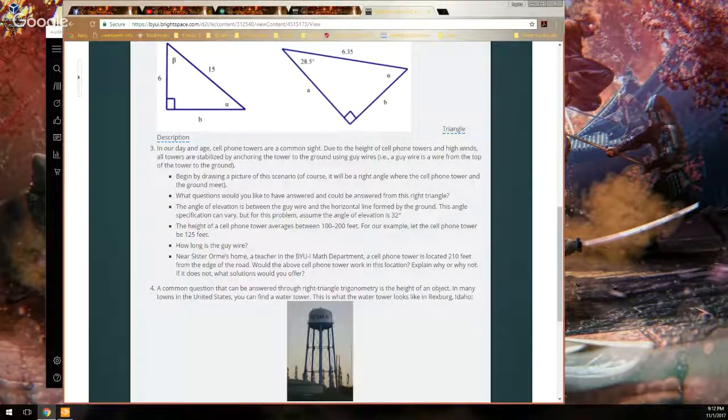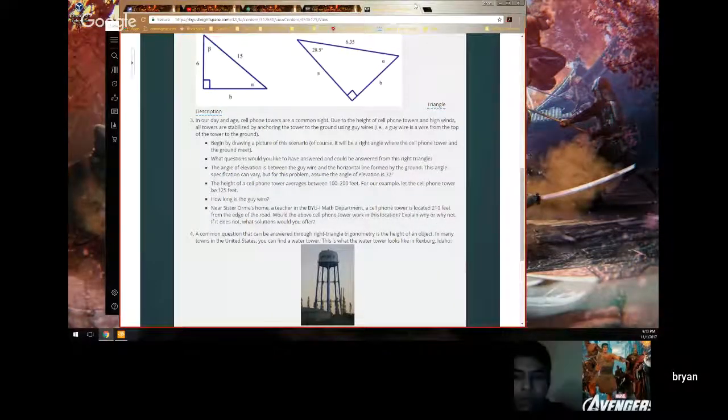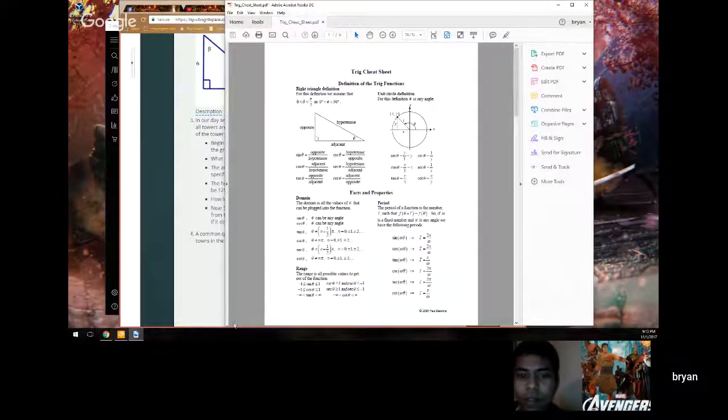So you need to find the guy wire, which is 125 over hypotenuse, over x equals the sine of 32, right? Well, I got this fun little cheat sheet to help. Yeah, you got it now. Putting that up right now.